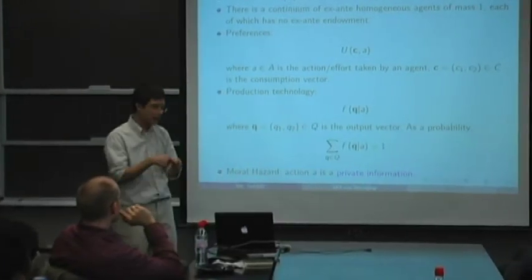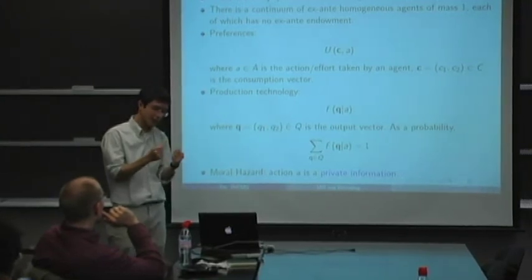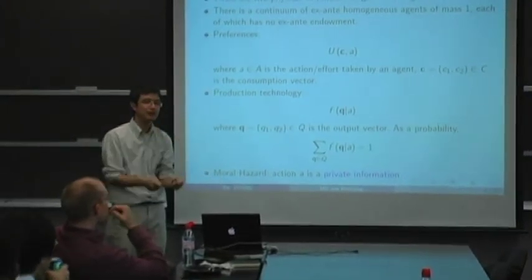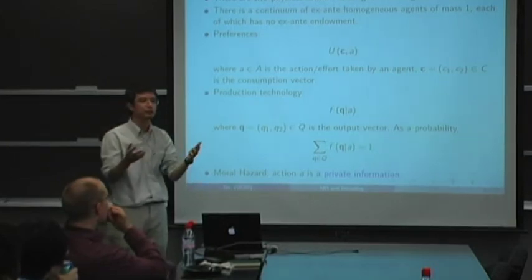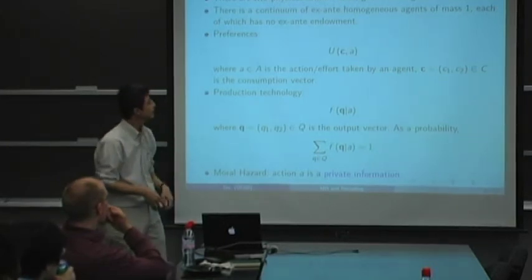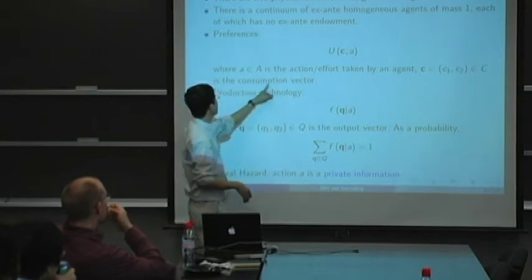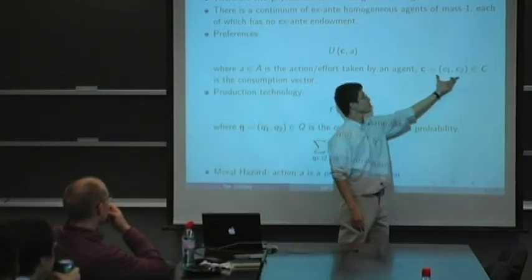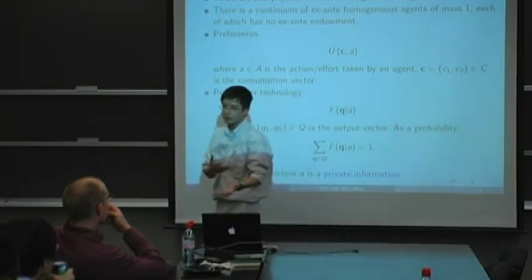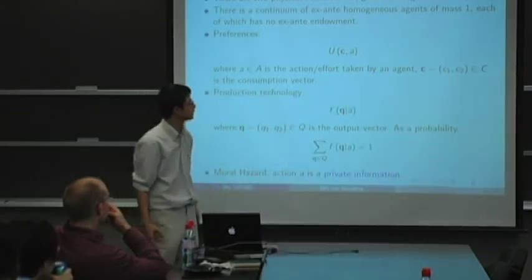So first you're going to start to work, you're going to put in action or effort, and then output is realized, and then you consume. Okay, you consume 2 goods. And we're going to assume that everybody would like to consume both goods, so make sure that you don't want to have 0 of either one, okay, just for simplicity.